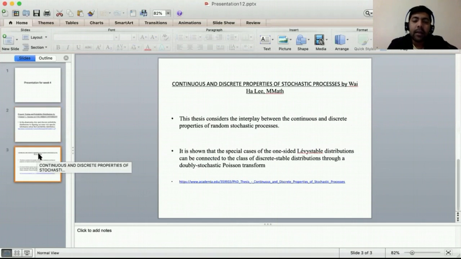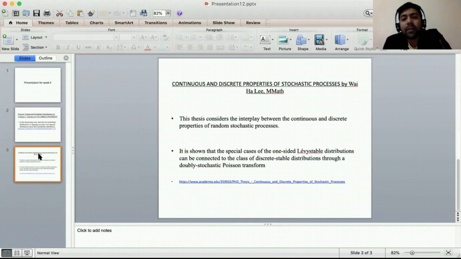For the second one, they use the continuous and the discrete properties of stochastic process by Wai, Ha, and Lee. In this thesis, they considered the interplay between the continuous and the discrete properties of random stochastic process. Secondly, it also showed that the special cases of the one-sided Levy-Stable distribution can be connected to the class of discrete stable distributions through a doubly stochastic Poisson transform. Below this slide is the link, and this report was made at Nottingham University.